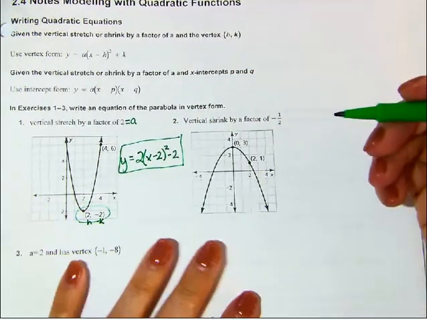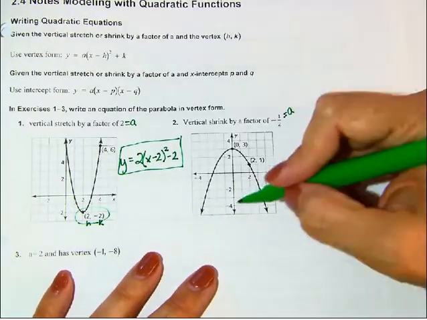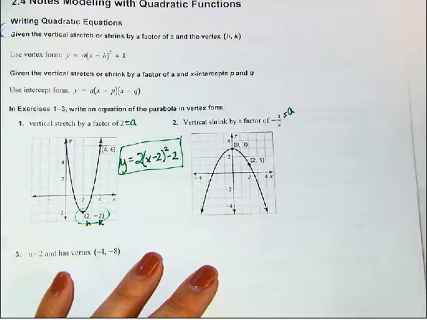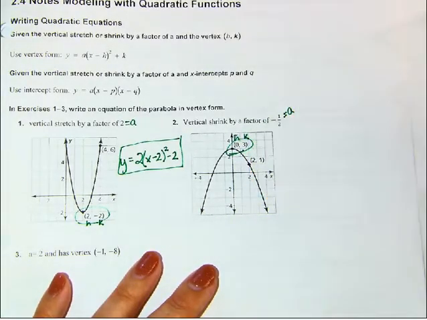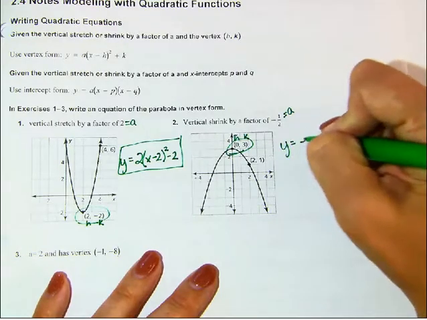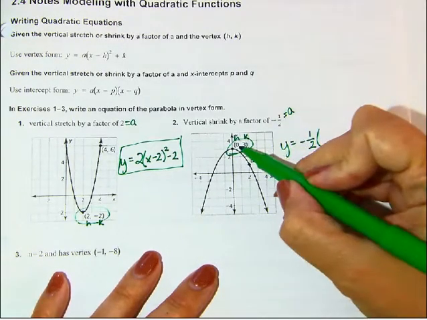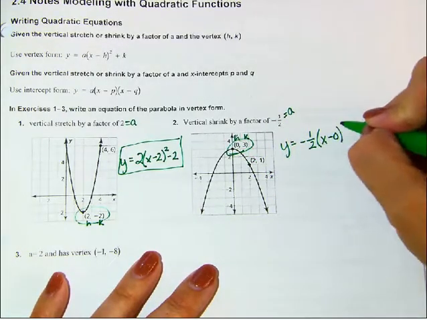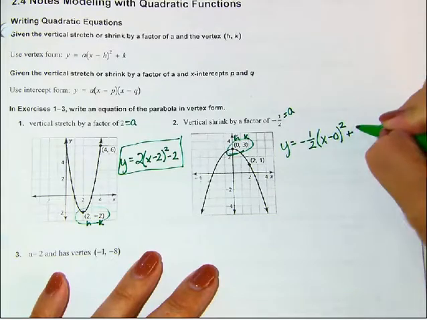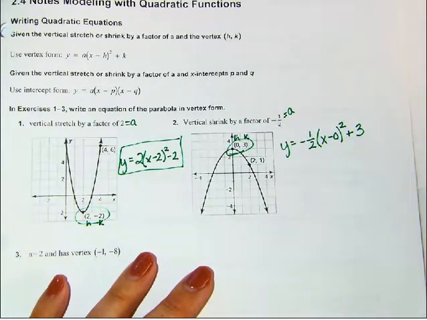Okay, number 2 tells us A is a negative 1/2. So I know this one's reflected, and it shows that it is upside down. But I also need that vertex for my h and k. So y equals a negative 1/2 times x minus h, which in this case is 0, squared, plus k, which is 3. So this is an acceptable equation.